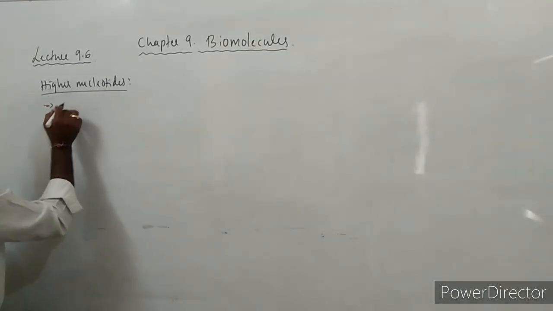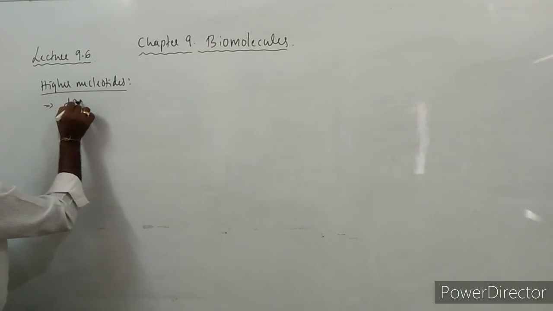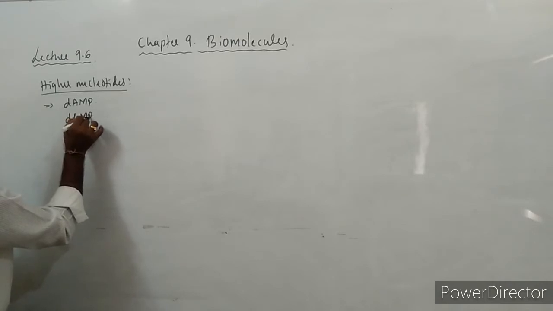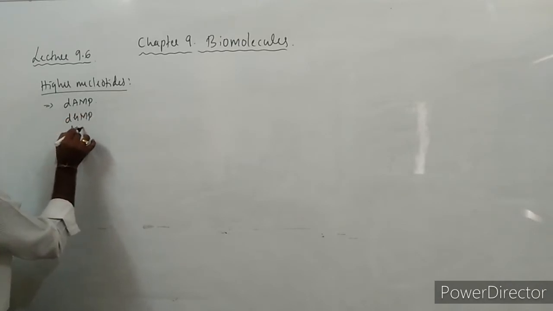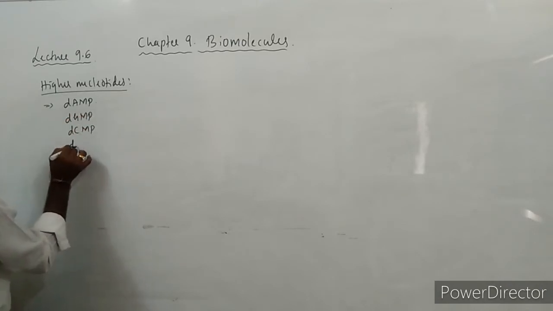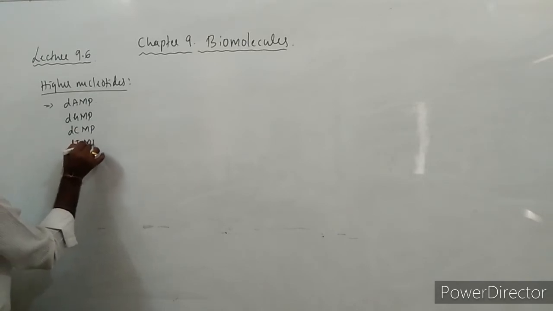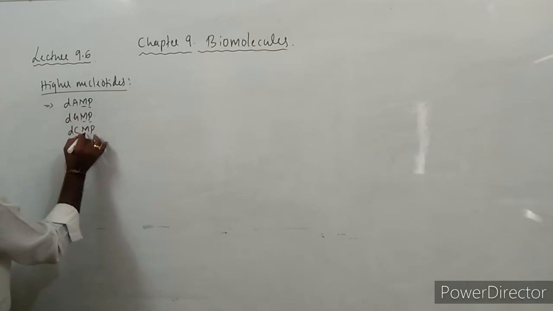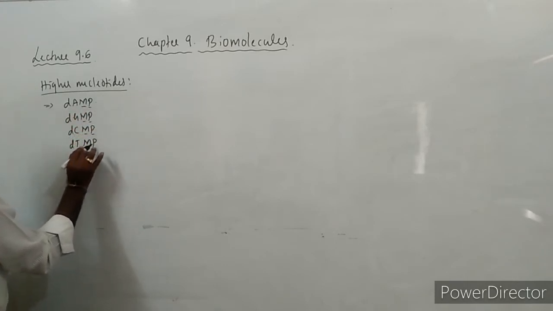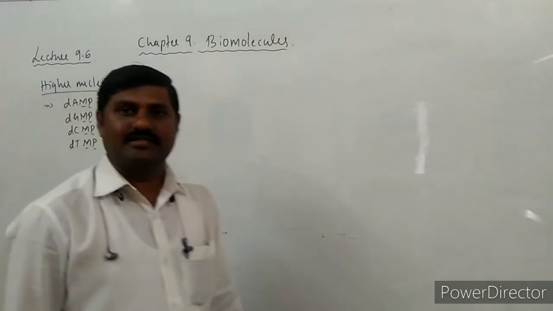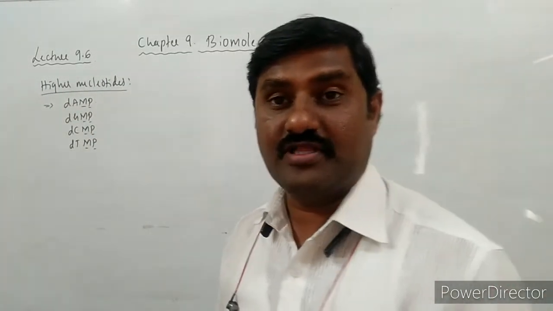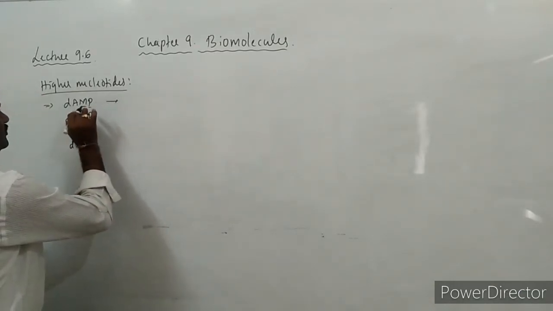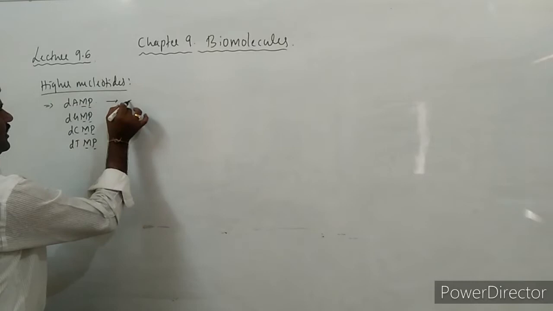See here, already you know dAMP, dGMP, dCMP, dTMP. The phosphate group is monophosphate in all of these. Only one phosphate group is present in all of these. But if it is more than one, then what is the condition? This becomes two phosphate groups.